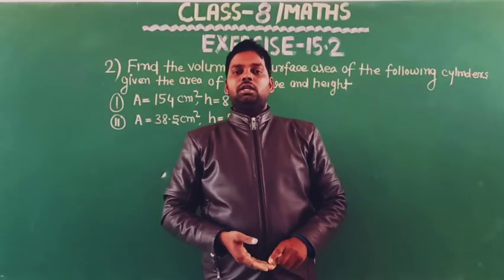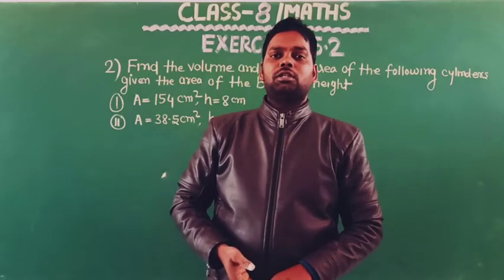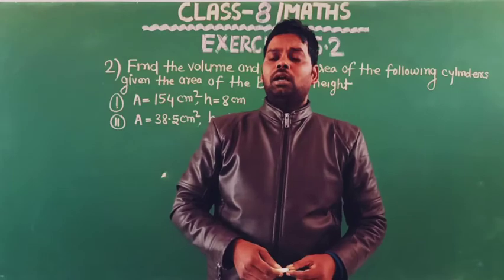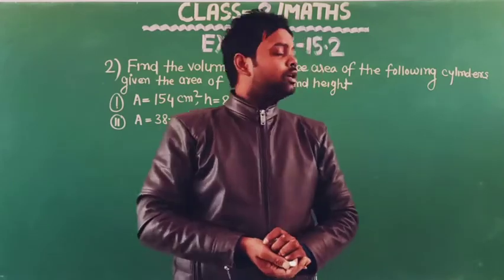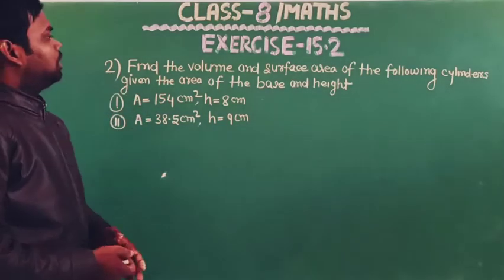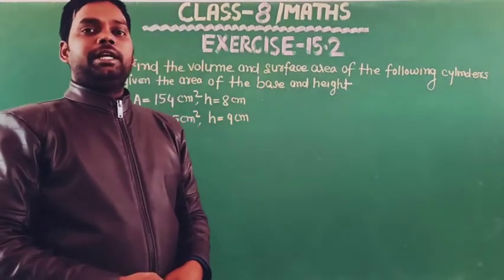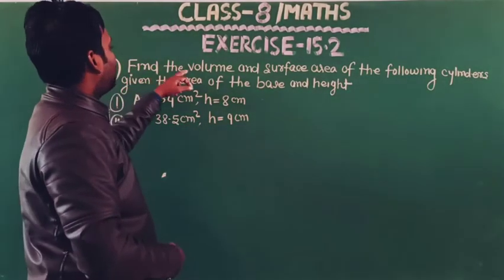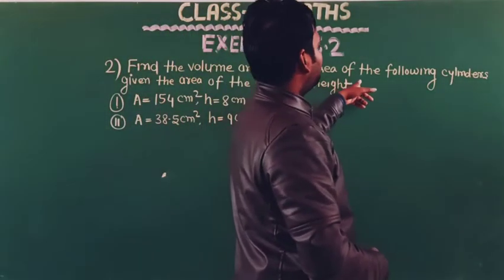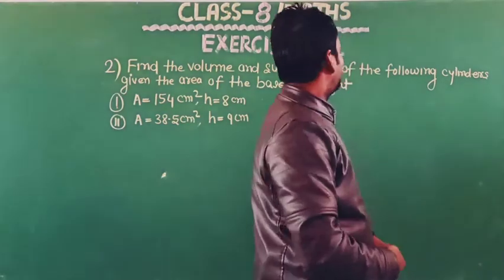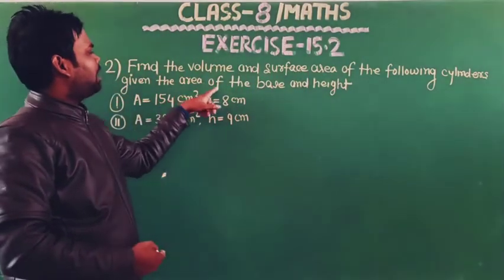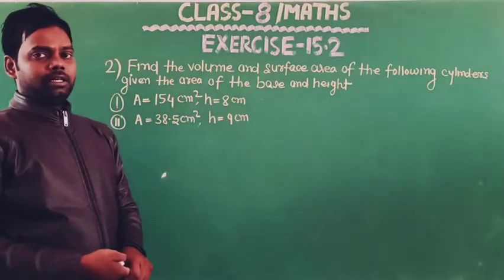Hello student, in this video I will solve exercise 15.2, volume and surface area, question number two. In this question it has been said: find the volume and surface area of the following cylinders, given the area of the base and height.